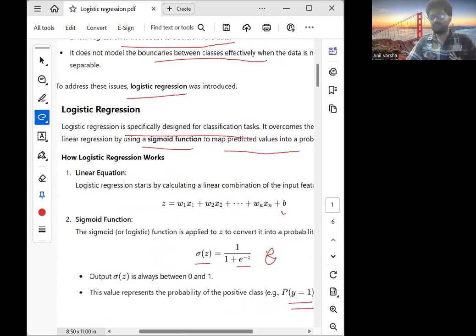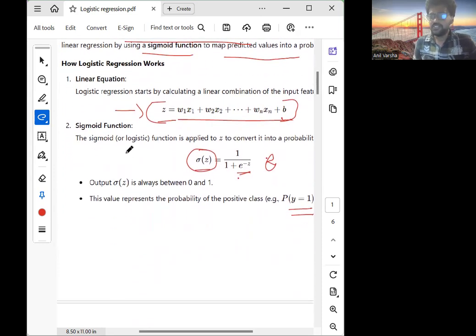How does logistic regression work? We know that z is the dependent variable, z equals w1 x1 and so on. Logistic regression starts by calculating the linear combination of the input features. Then the sigmoid function, sigma of z, is equal to 1 divided by 1 plus e to the power minus z, where z is the input value and e is Euler's number, 2.something. The output sigma of z is always between 0 and 1.